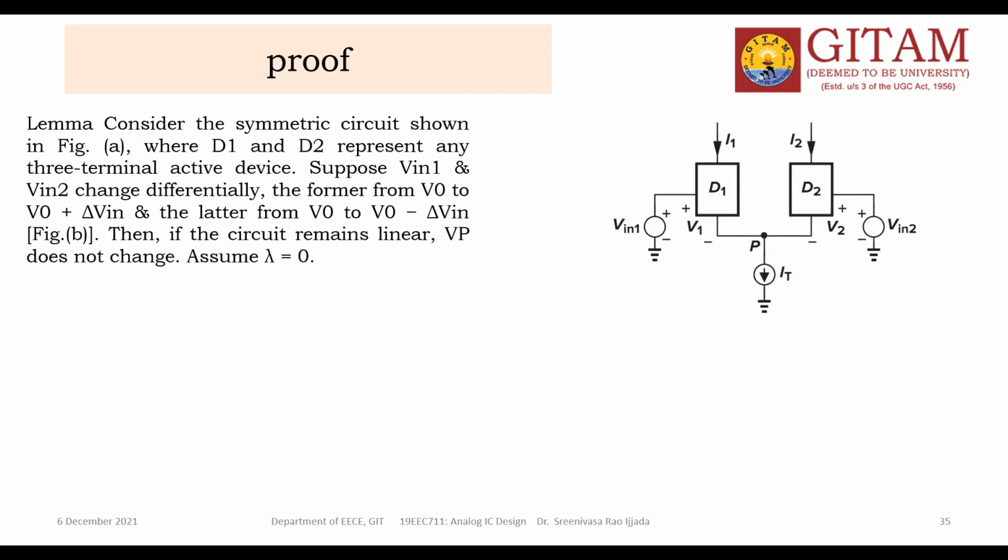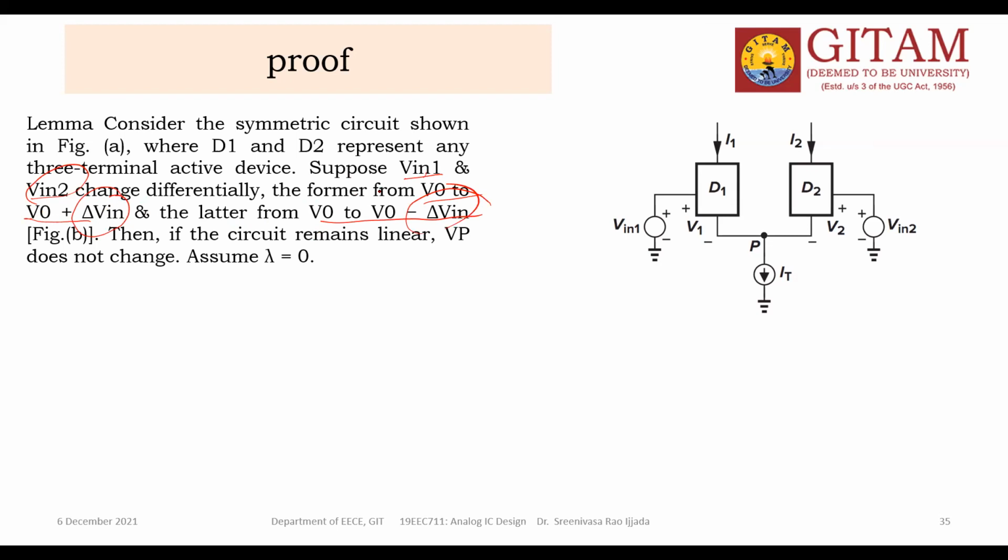Then if the circuit remains linear, Vp does not change. The circuit remains linear. Got my point or not? So underline these two conditions. Suppose Vin1 and Vin2 change differently: the former means Vin1 changes from V0 to this value, and the latter means Vin2 changes from this value. So here is the plus delta Vin and here is the minus delta V, as shown in the picture.